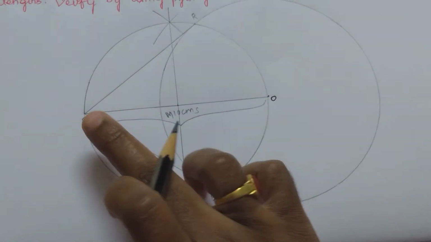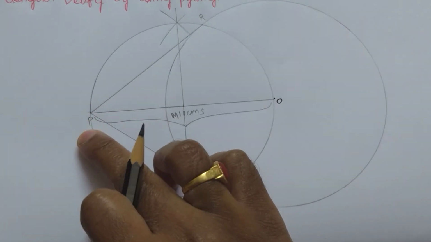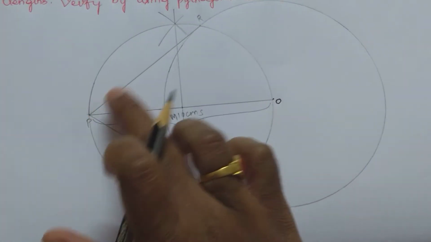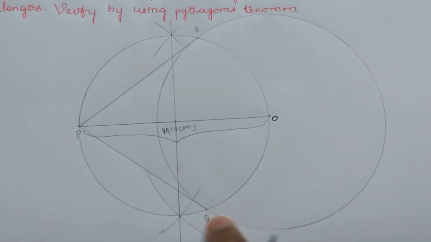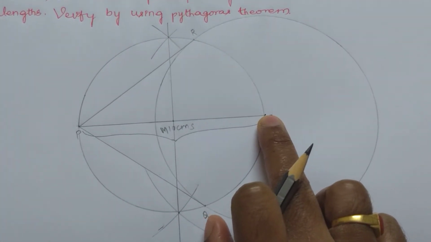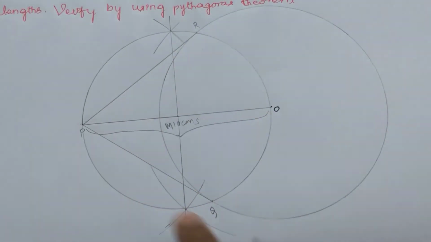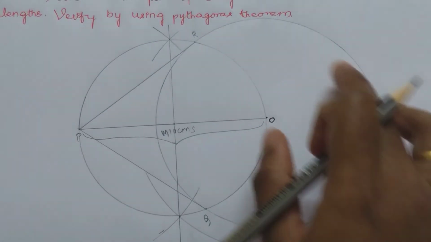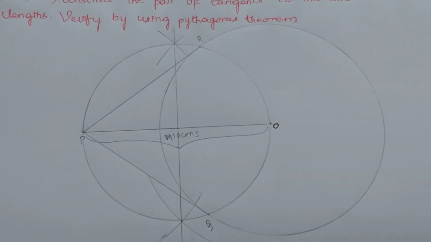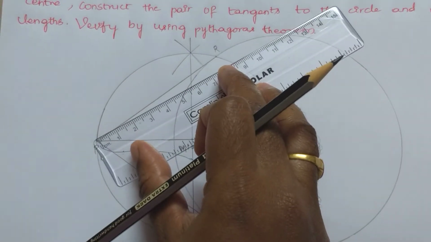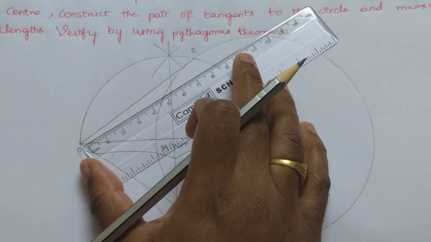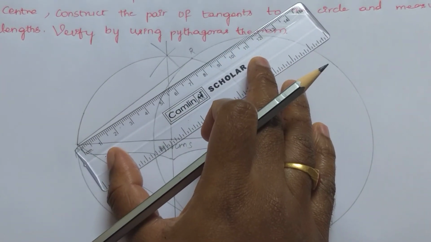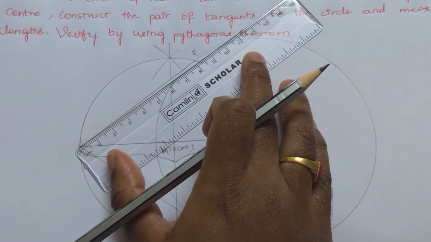When you consider this P as an external point, then PR and PQ are the tangents to the circle with the center O. Correct? So hence this PR and PQ are the tangents to the circle with center O. Let's see the measurements now, because they asked us to find their measurements once the construction of tangents is done.